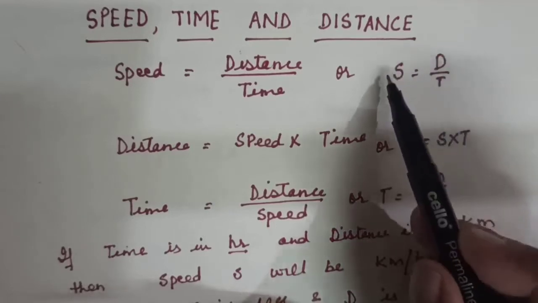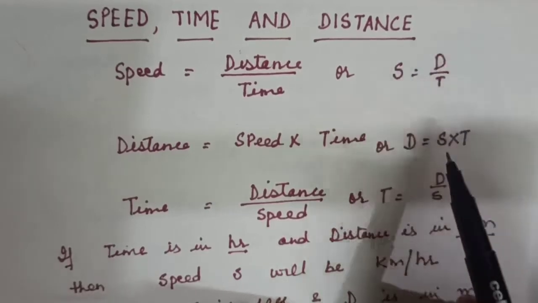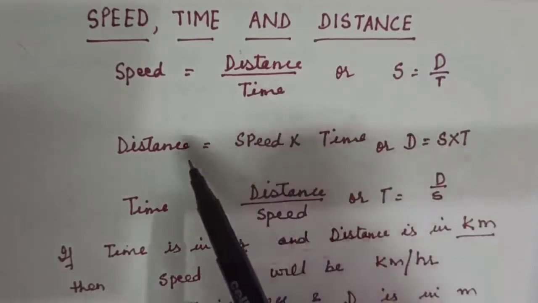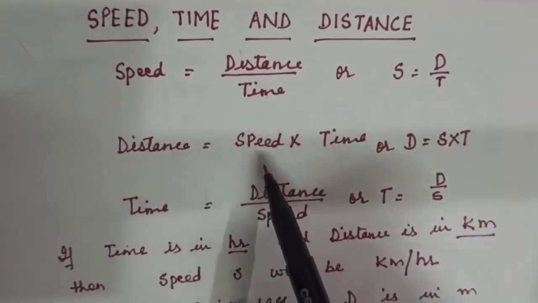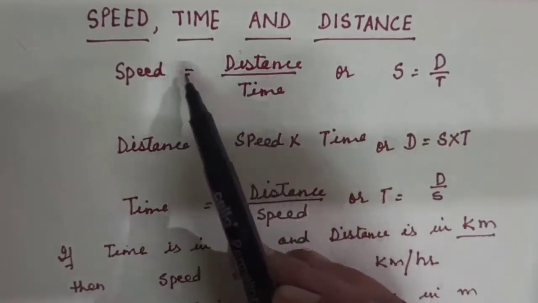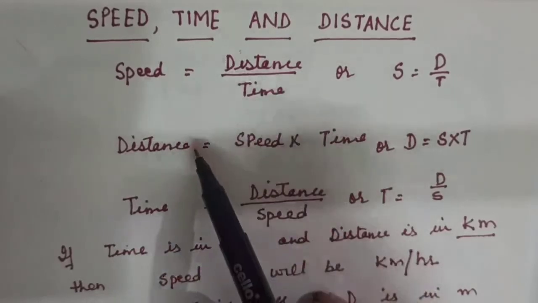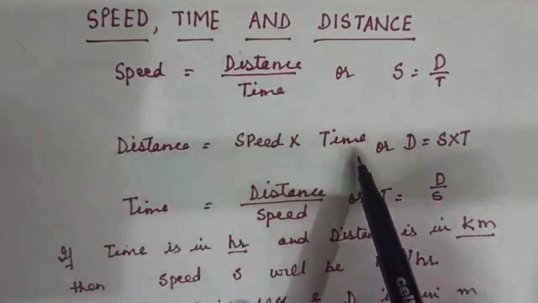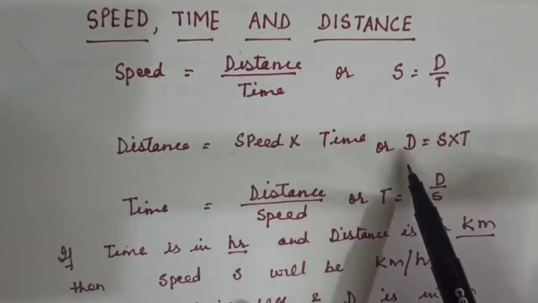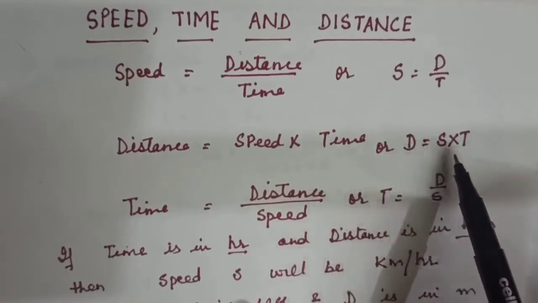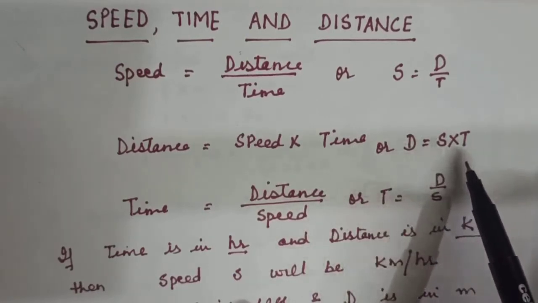Now from this formula, if we have to find distance, we will cross multiply here. Distance is equal to speed into time. So we can write it as D is equal to S into T.